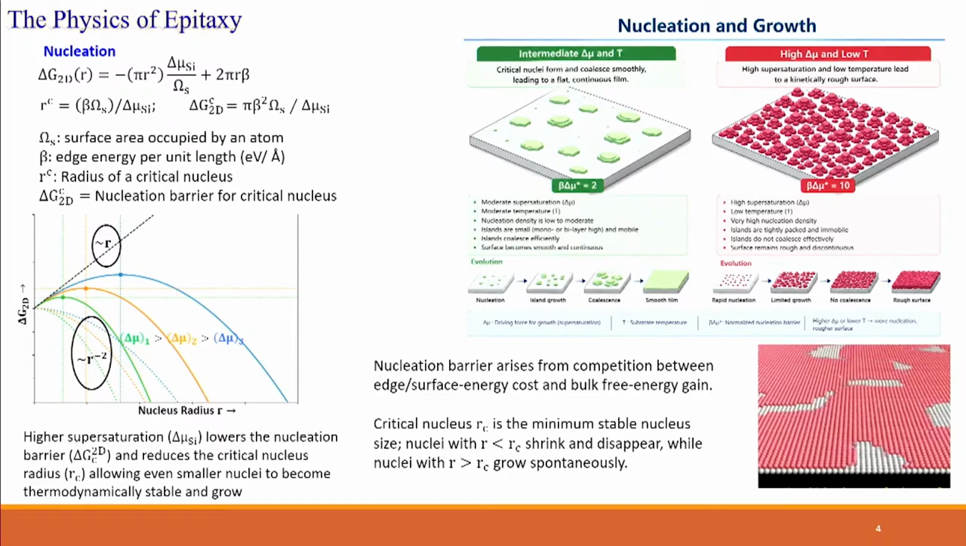So you see how critical these growth parameters are that we get to choose, T and delta mu. It's tuning your potential barrier, it's tuning your critical nucleus size, it's tuning the morphology and the texture of the film. So these are the things we get to control.